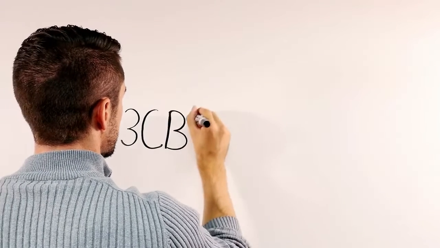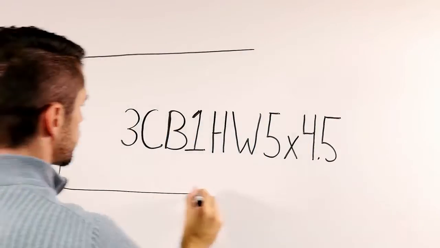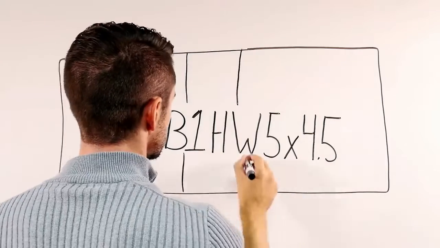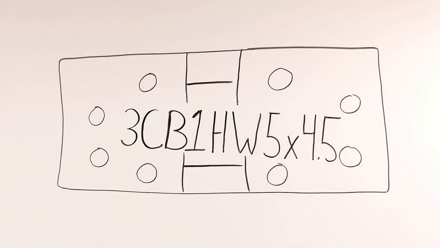How about a 3CB1HW 5 by 4.5? It is a 3-knuckle, concealed bearing, full mortise, heavyweight hinge that is 5 inches high and 4.5 inches wide.